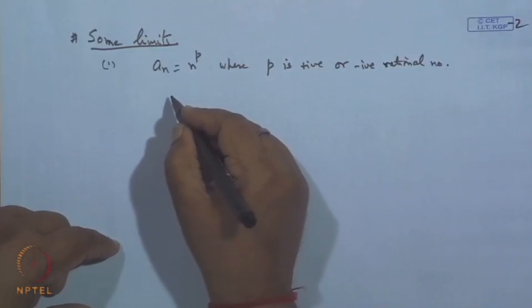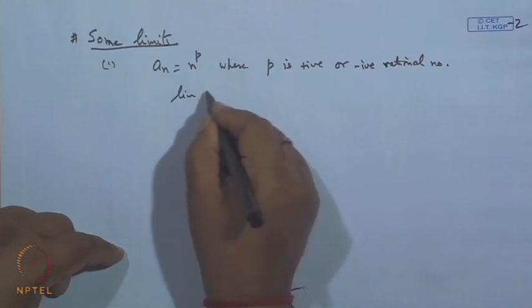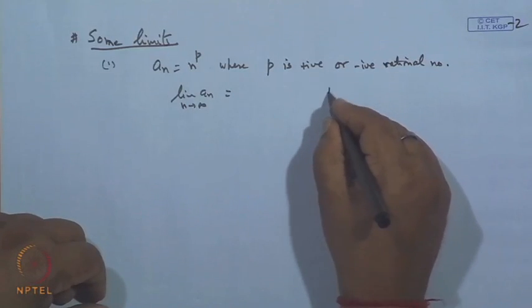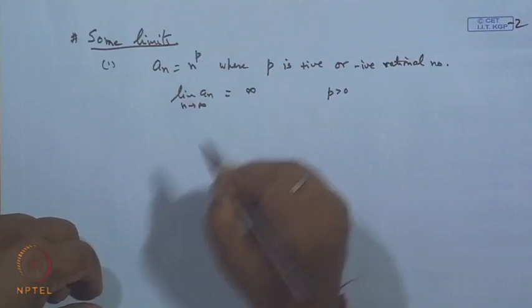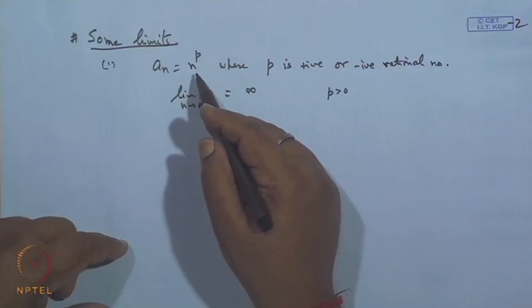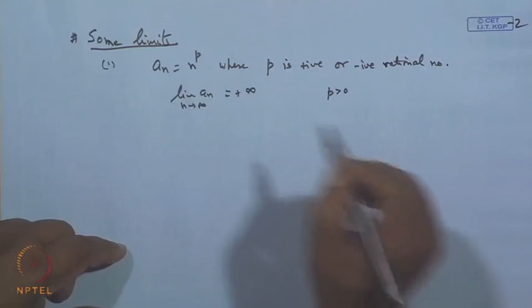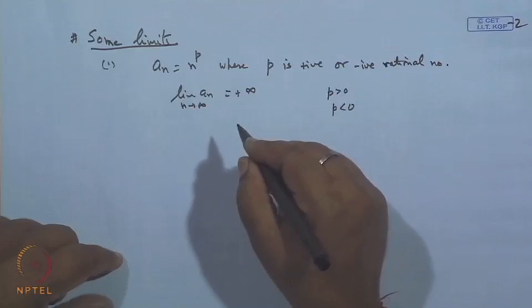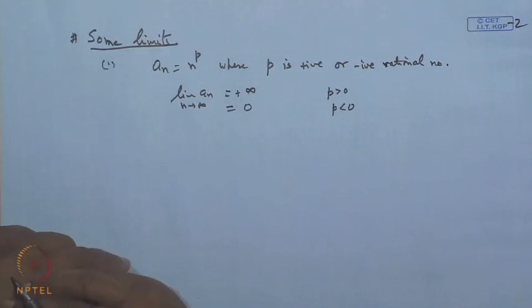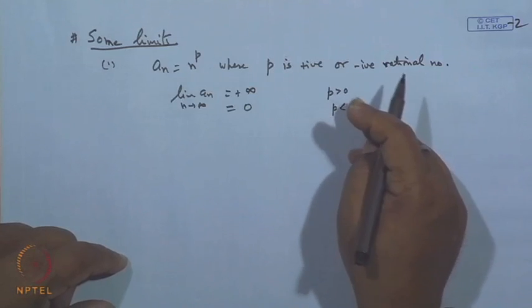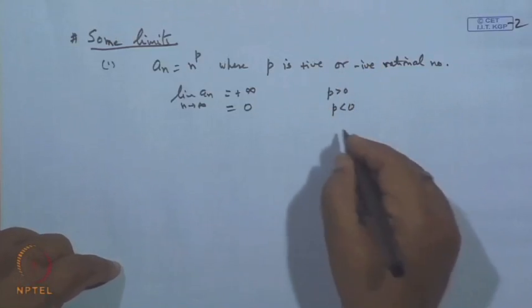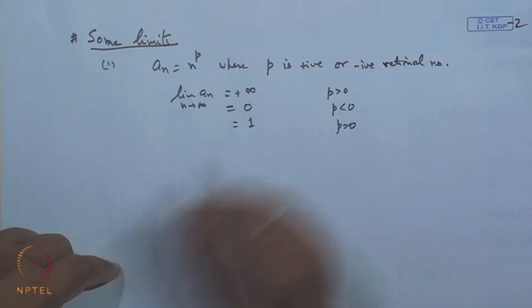Then the limit of this sequence a_n as n tends to infinity: if p is positive, the limit will come out to be plus infinity. That is because as n increases, it is an unbounded sequence, and so it is plus infinity. When p is negative, then the limit will come out to be 0. It will tend to 0. And when p is 0, then the limit will come out to be 1.